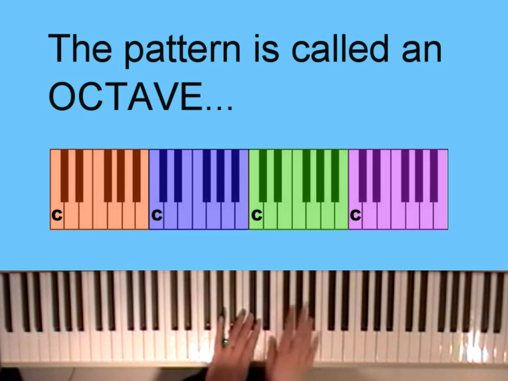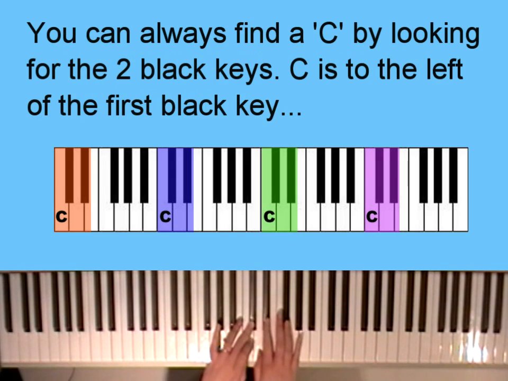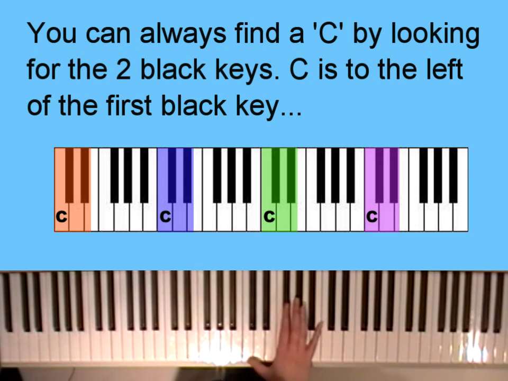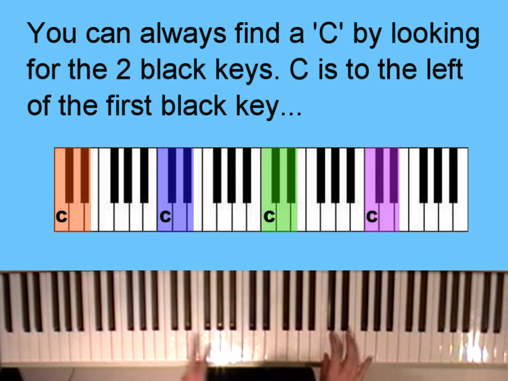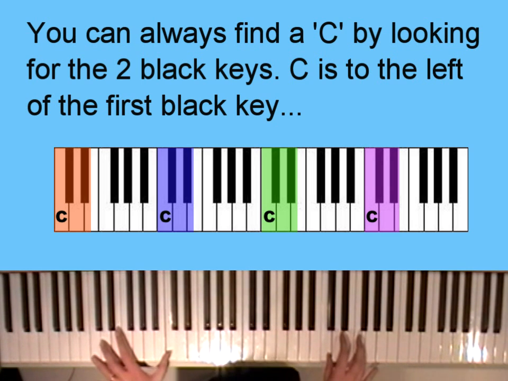If you look at the black notes, if you think of the set of 2, the first black note, just down from this to the left is C. And this will happen every time. So if you go up, first black note, if you come down, you've got another C. So again, this will help you find notes.